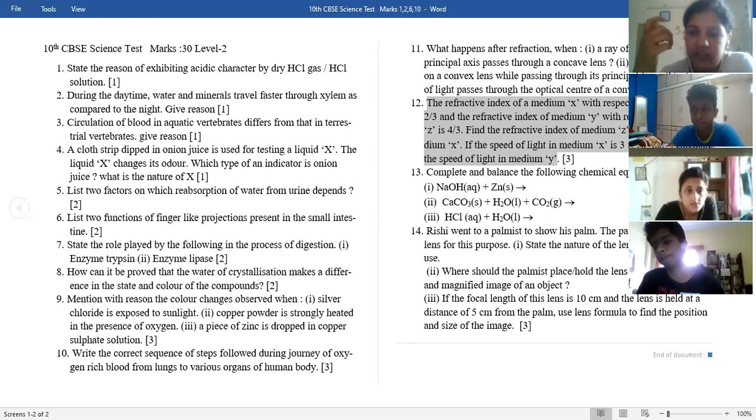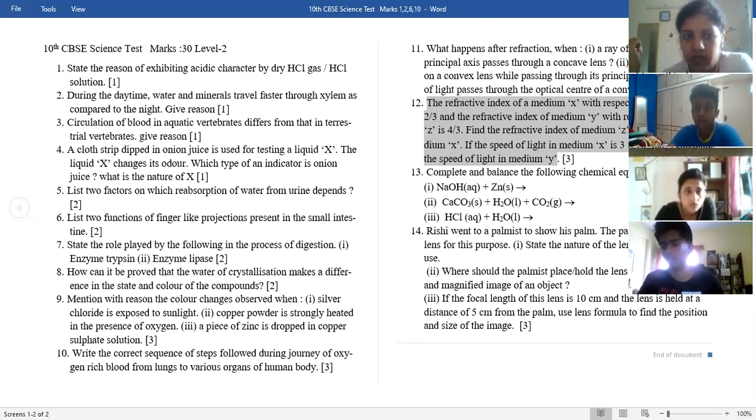White. It's white in color. So silver chloride, when exposed to sunlight, decomposes to form silver and chlorine gas. So the original color from white, due to the formation of silver, changes to gray. So the color changes from white to gray.